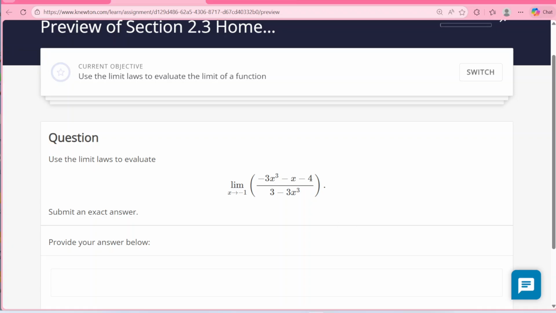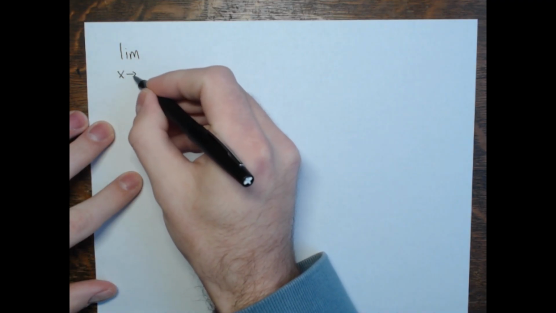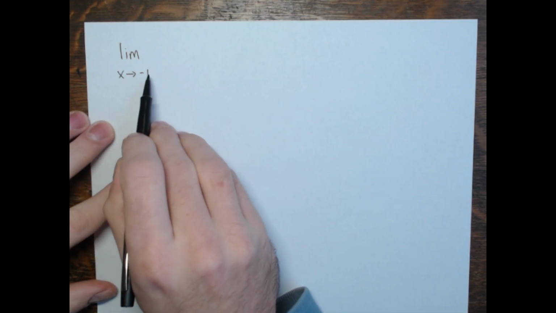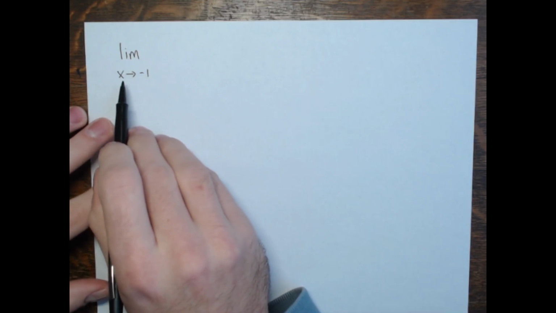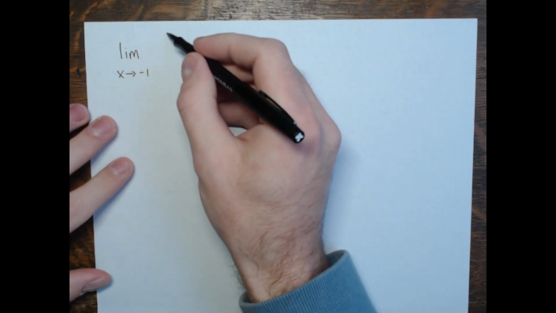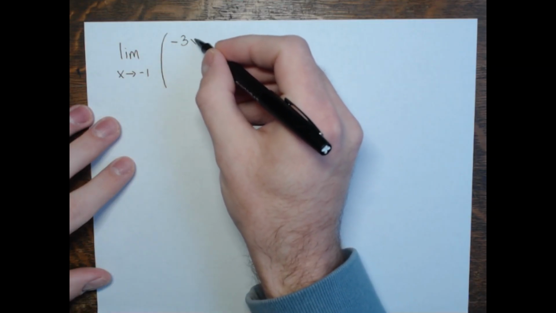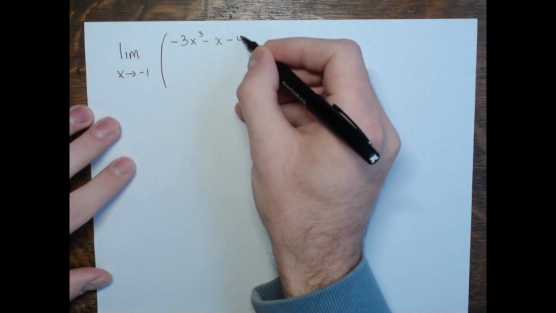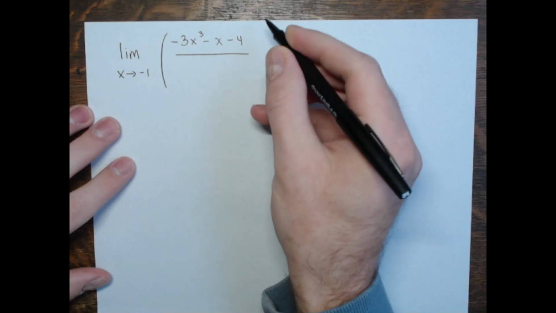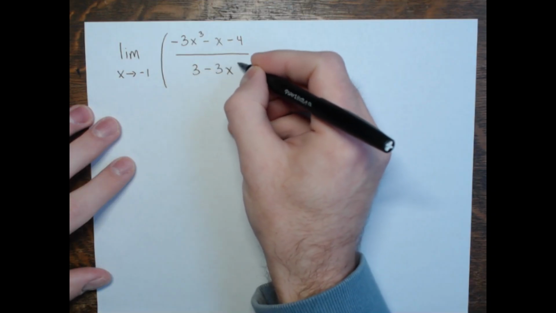So let's write this out. We have the limit as x approaches -1. This is a two-sided limit, right? There's no little plus or minus above here. So approaching -1 from the left, and then also from the right. Hopefully they're the same. And then the expression is -3x cubed minus x minus 4, divided by, and then the denominator is another polynomial, 3 minus 3x cubed.